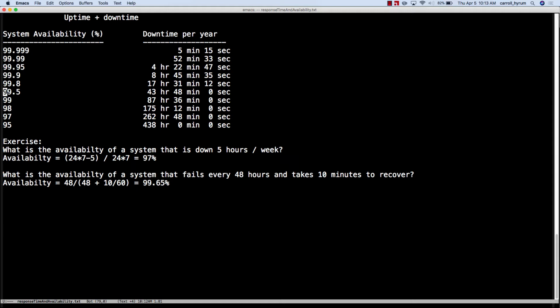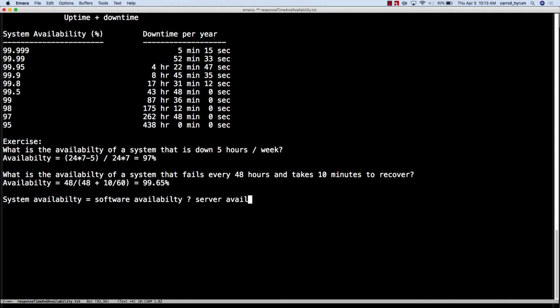So those are very different: 5 hours per week versus 10 minutes per 48 hours. Now we need to explain. We've just been talking in general about system availability, but let's clarify this a little bit. So there's 2 major factors I want to focus on. One is software availability, and the other is server availability.